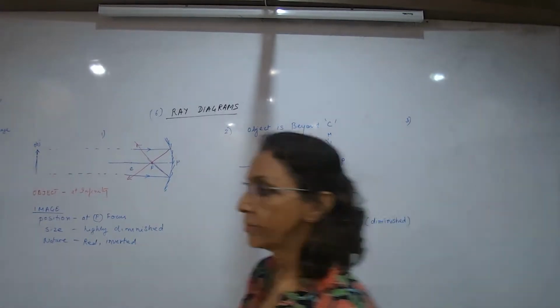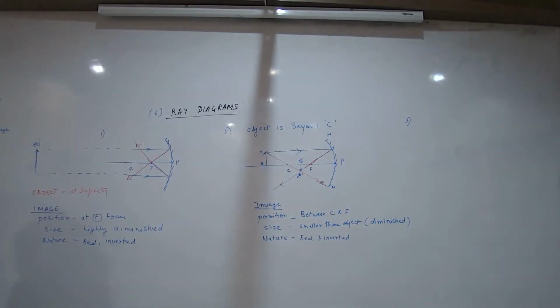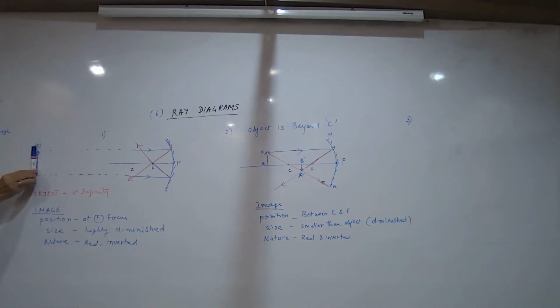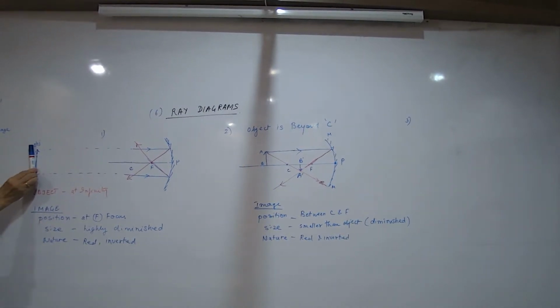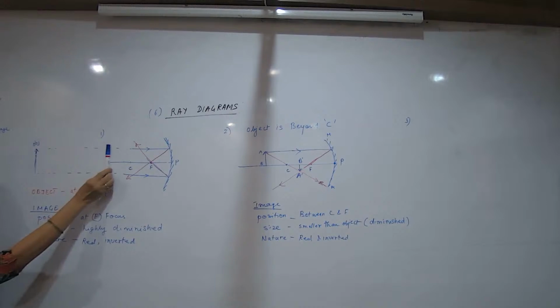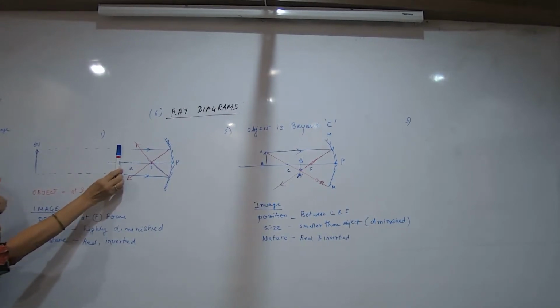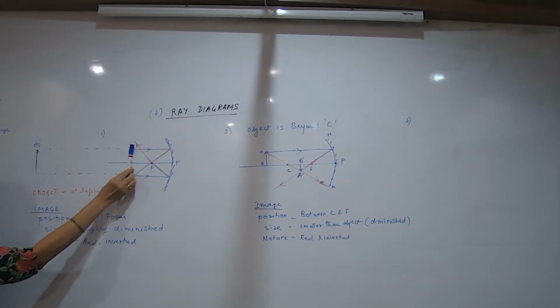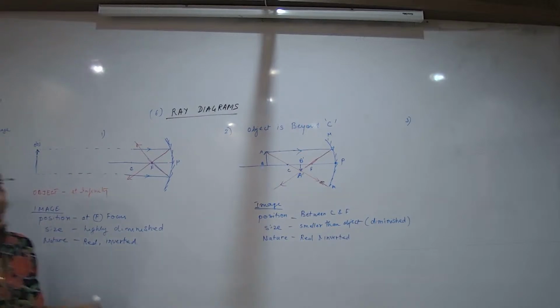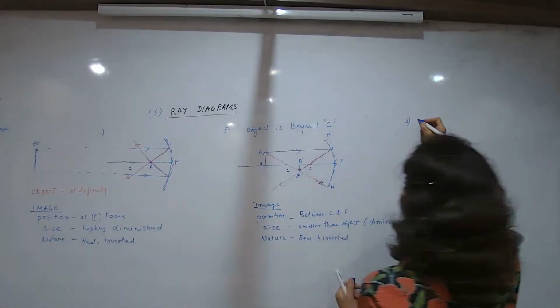Okay. Look at the board. Next diagram. Now we have come to the third position. Beyond C was our second one, and now my object is at C.